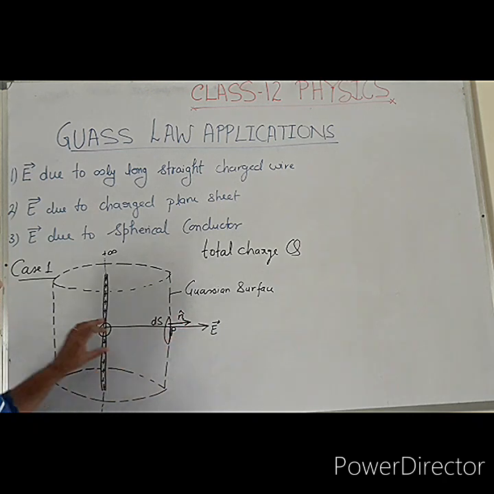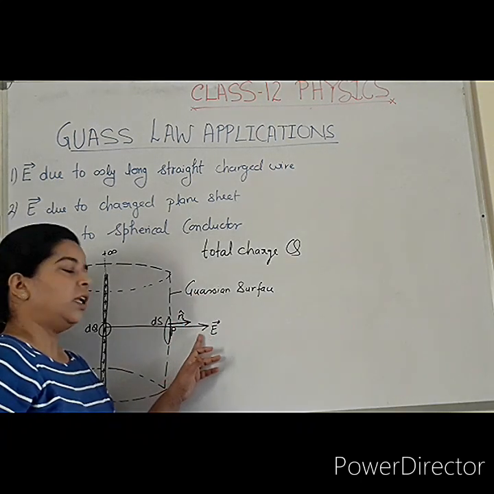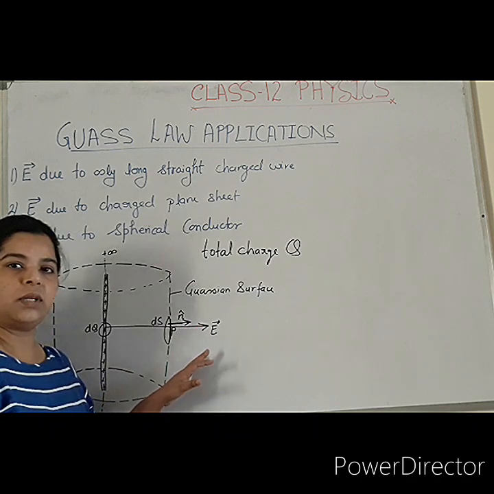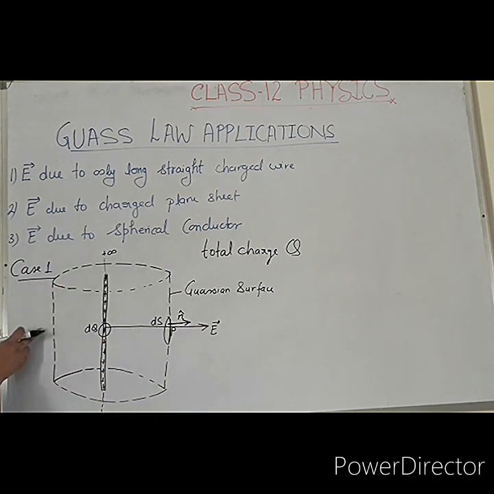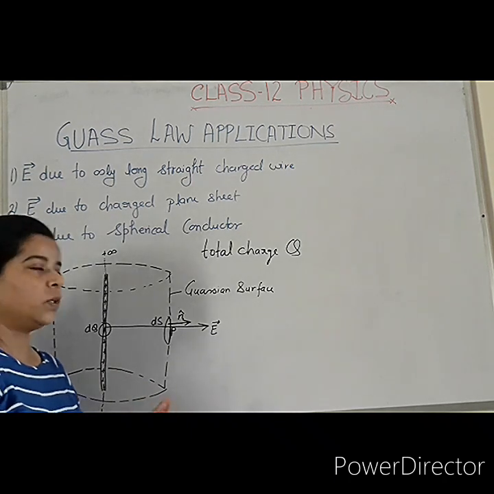Why will it be radially outward? Because whatever surface we have chosen, it is ds, and on the ds surface the electric field lines will be outward. This is a positive charge, so the electric field lines will be outward. So the normal unit area vector and the electric field are both in the same direction. Similarly, if you choose a point in this direction, it will also give the same result: the electric field is towards the left side and the normal unit vector is in the same direction. This is important to identify the dot product value here.